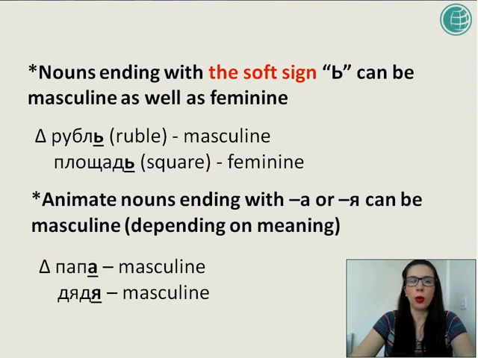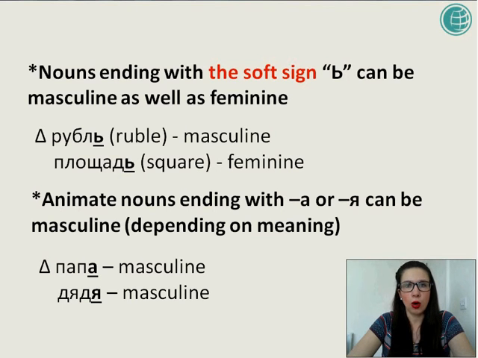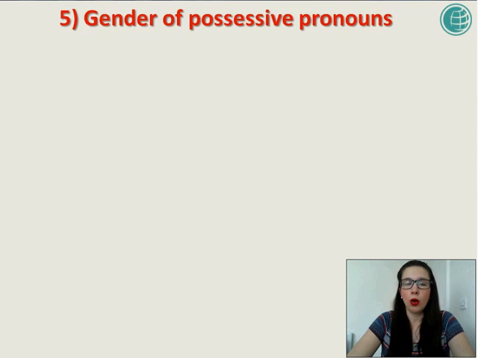And one more thing, why do we have to know the gender of a noun? Just because every noun will be combined with a particular form of an adjective or a possessive pronoun. And adjectives also will have 3 genders, and possessive pronouns will have 3 gender forms. So we have to know the gender of a noun to put an appropriate form of an adjective or a possessive pronoun. And now let's repeat the gender of possessive pronouns.